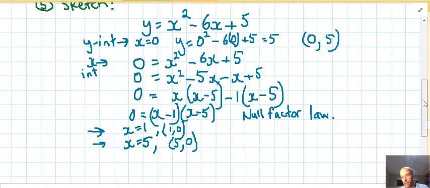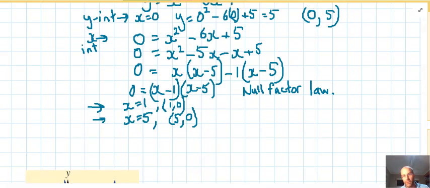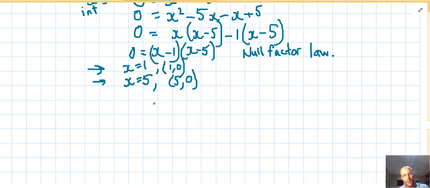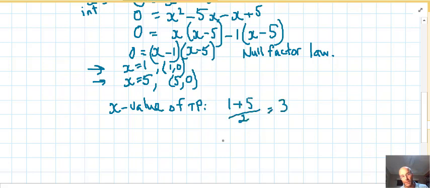Rightio. So the next step then is to use those points and use symmetry to find the x value of the turning point. Basically you want to find the middle of 1 and 5, so one way of doing that is to add them together and divide by 2, find the mean. 6 over 2 is 3, so the turning point is 3 something. Well, to find that something, we do the fourth step, the y value of the turning point.